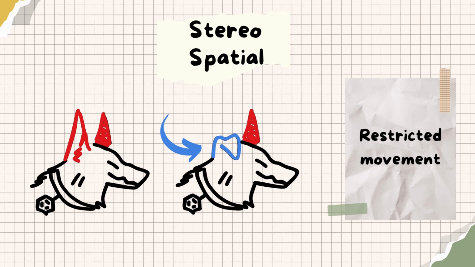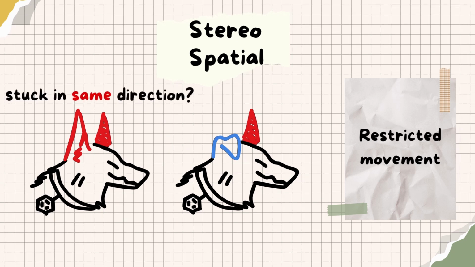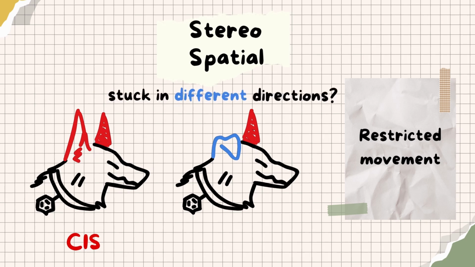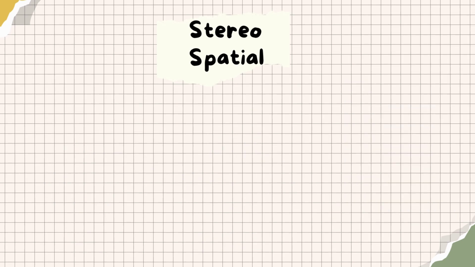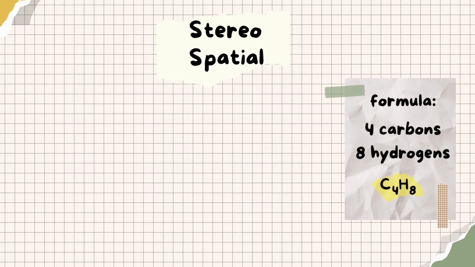Just to ensure you have the right vocab to describe these features, know that when two sections are stuck in the same direction, you call it cis. When they're stuck in different directions, they're called trans. So with stereoisomers, you always have to look for cis-trans relationships, or you'll have to check for something called a chiral center, where you can have specific stereoisomers called enantiomers and diastereomers. That's a bigger topic for another video, so for now, don't worry about it. Alright, got all that? Stereoisomers have spatial differences that are restricted in movement.